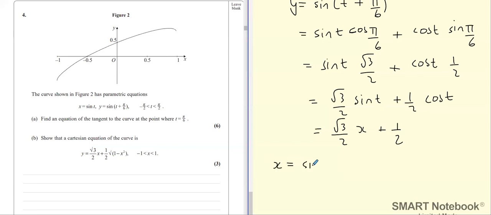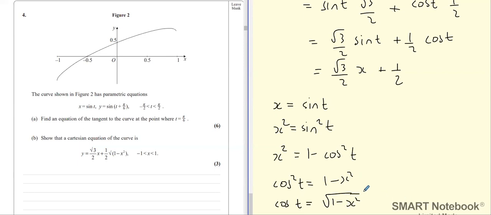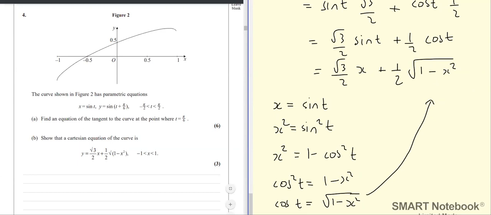So if I know x equals sine t, sine squared t is going to equal x squared. And if I write this as 1 minus cos squared t, still the same thing, I make cos squared t equal 1 minus x squared. And if I square root both sides, I can now write cos t in terms of x. And so now I can replace it in here, because we know what cos t is. We can write this as root of 1 minus x squared. Does that make sense? Are you happy with that?